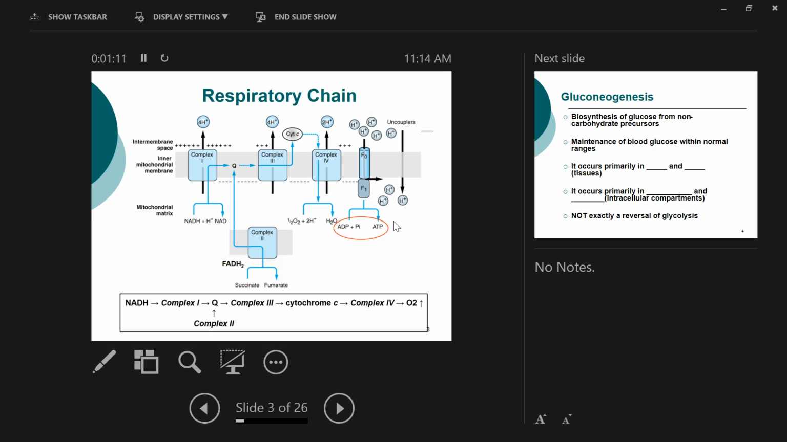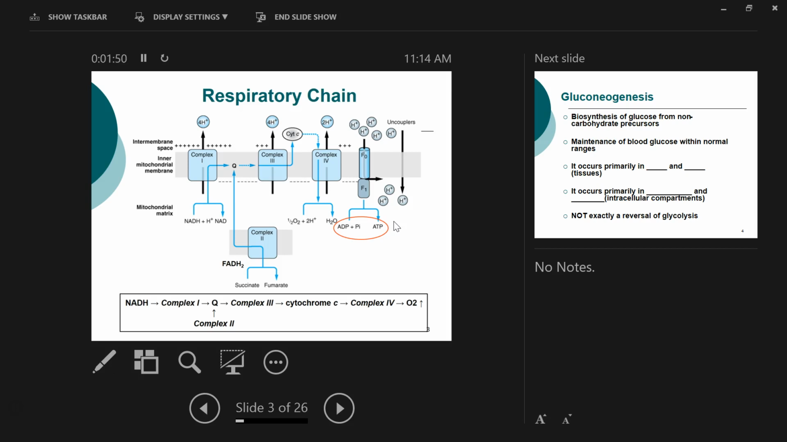And complexes 1, 3, and 4 are the proton pumps, right? And complex 2 is not, because it's not localized in the mitochondrial membrane. These three complexes can pump protons out of the inner mitochondrial membrane, generating the proton gradient. And this proton gradient contains energy, so each gradient has enough energy for one ATP production, right?